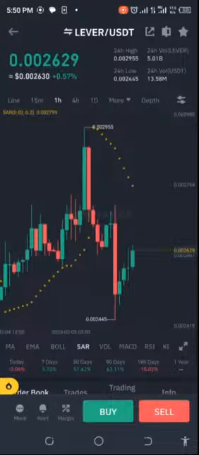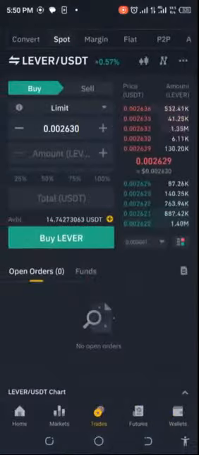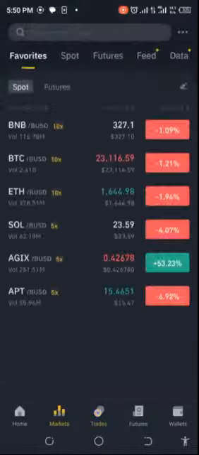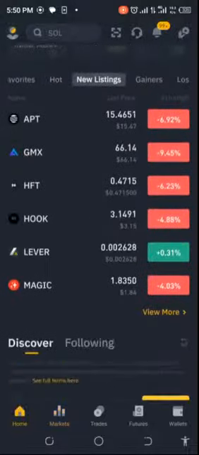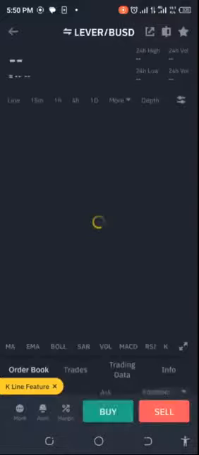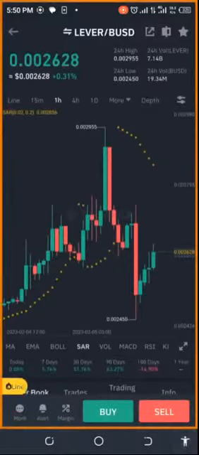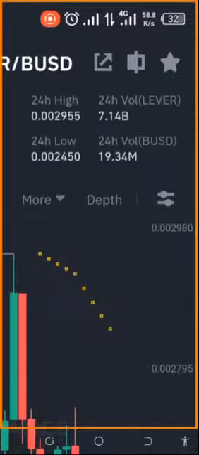Now, let me do a quick recap on what we've done so far. We looked at Lever, which is one of the newly listed coins in the new listing segment, if you remember. We checked the different price ranges, the all-time high and the all-time low, and we saw that it was 2955 within a space of 24 hours and 2450. So if we want to buy this, let's choose a lower price. We chose 2590, which we could have actually gone lower.